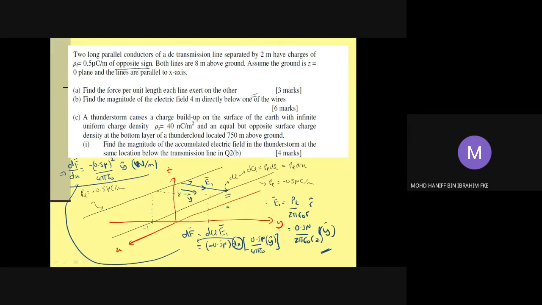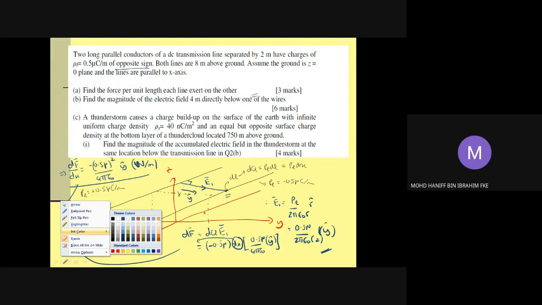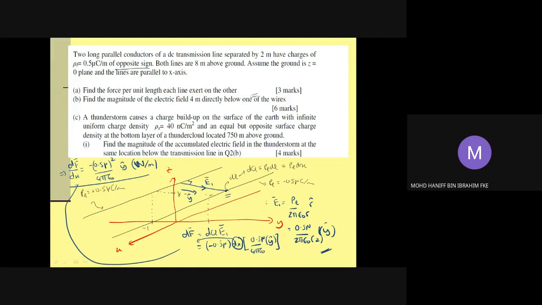Sorry, let me correct my way of writing. I think I made a mistake here. I need to choose another point to avoid any misunderstanding. Your point should be here. This is your line, negative 0.5 with 8 meter height. So we assume the 4 meters is here, and I can write that this is my 4 meters distance.